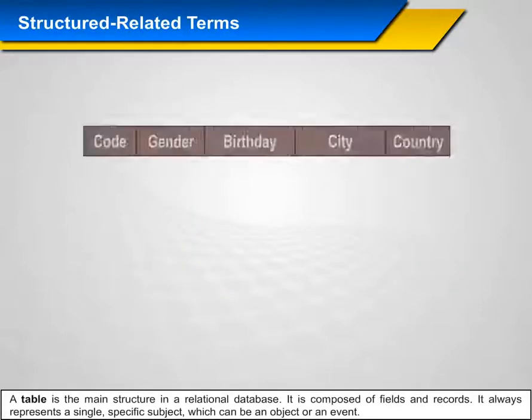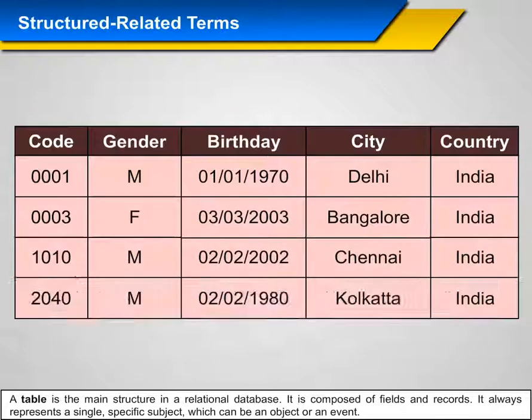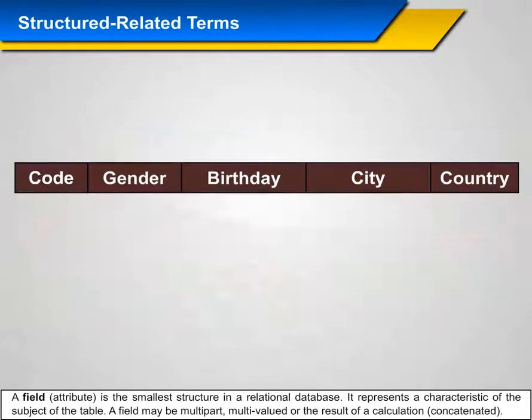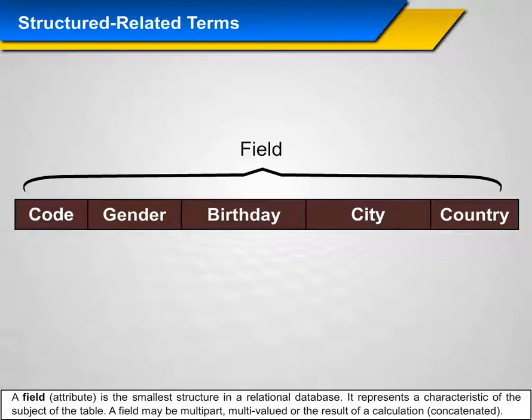Structure-related terms. A table is the main structure in a relational database. It is composed of fields and records. It always represents a single, specific subject, which can be an object or an event. A field, that is attribute, is the smallest structure in a relational database. It represents a characteristic of a subject of the table. A field may be multi-part, multi-valued, or the result of a calculation, that is concatenated.